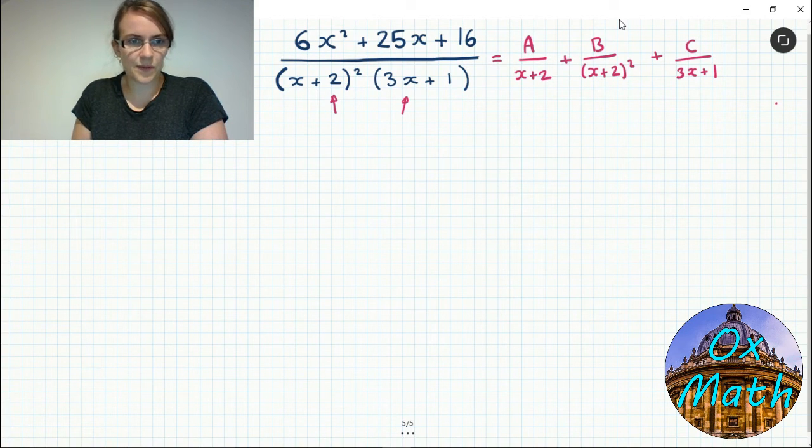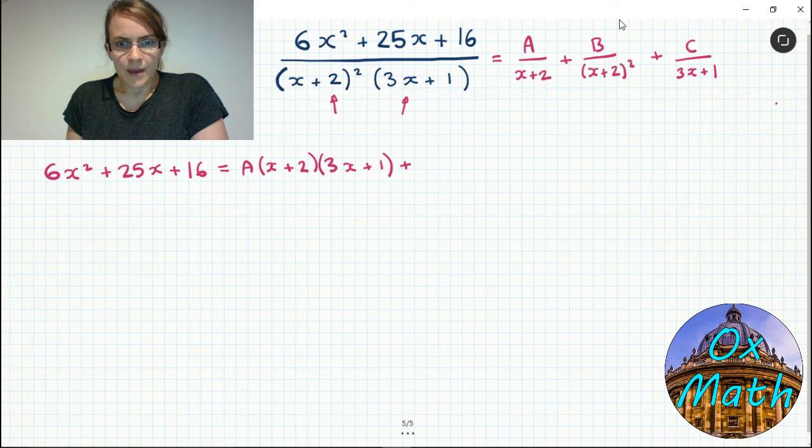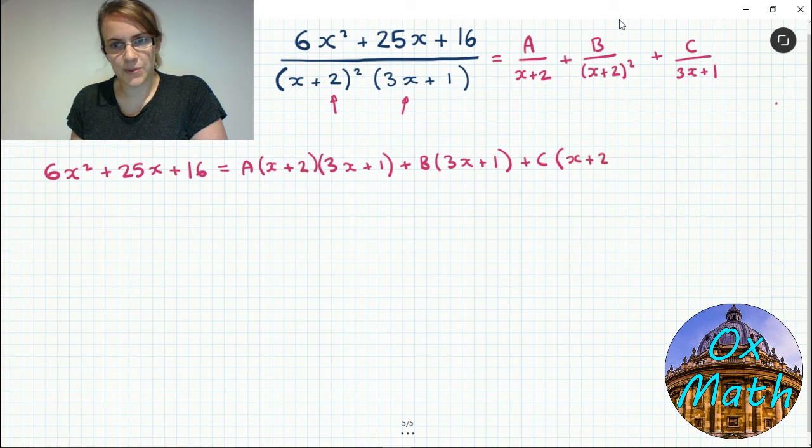So let's multiply through by our denominator, leaving us with 6x squared plus 25x plus 16 on the left hand side. That will give us a times x plus 2, because one of the x plus 2's cancel out, but it's also multiplied by the 3x plus 1, plus b times the 3x plus 1 because both x plus 2's cancel out, and then plus c times the x plus 2 squared, and the 3x plus 1 cancels.